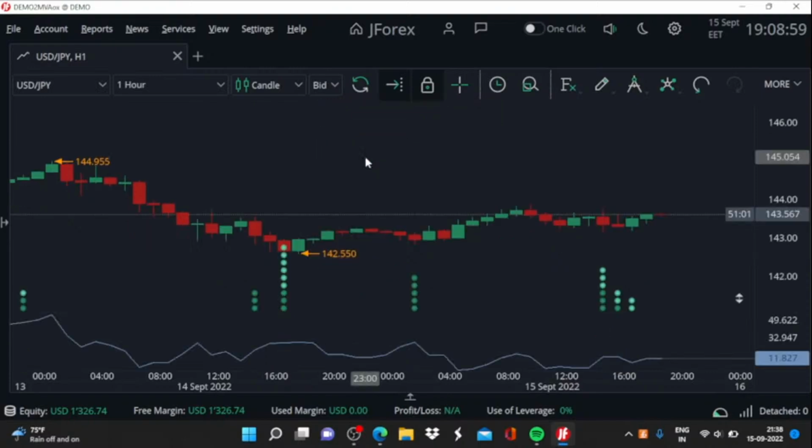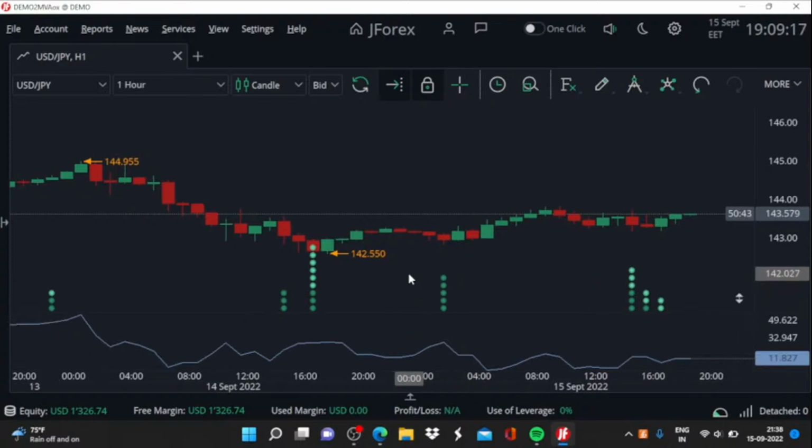Here we have it. This is the USD JPY chart with the hourly candle period, and I have plotted this DX indicator with the default parameters, 14 being its calculation period under consideration.